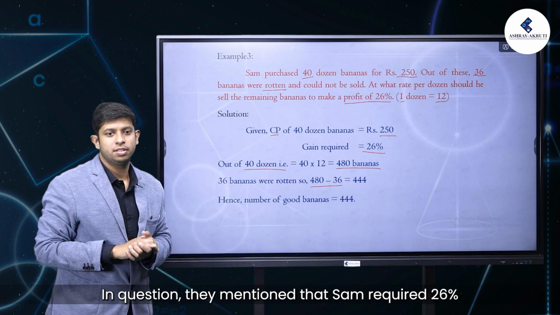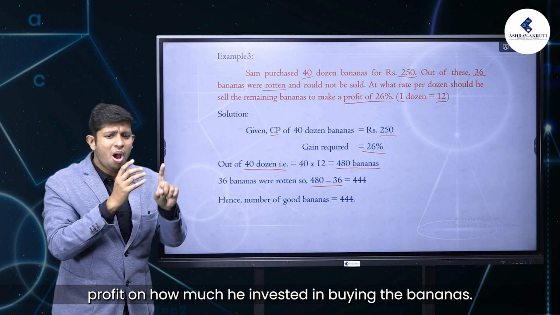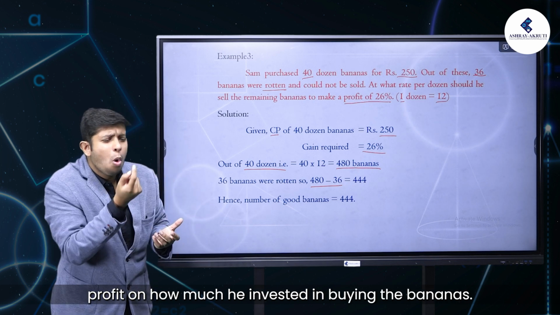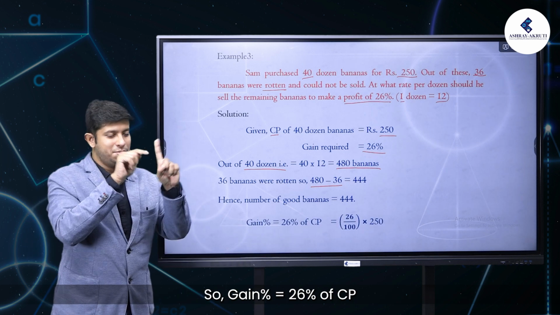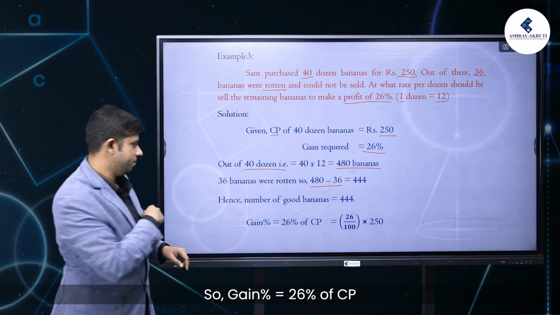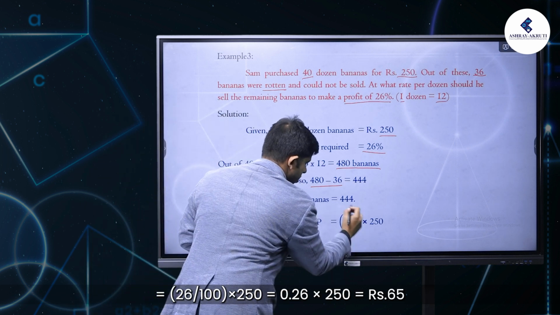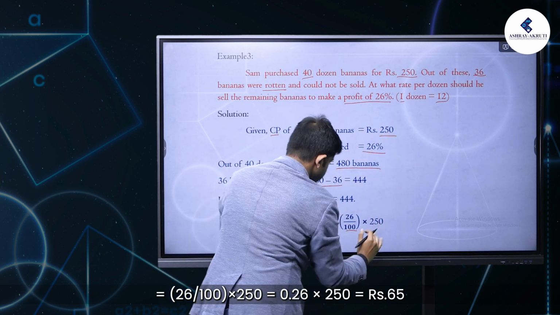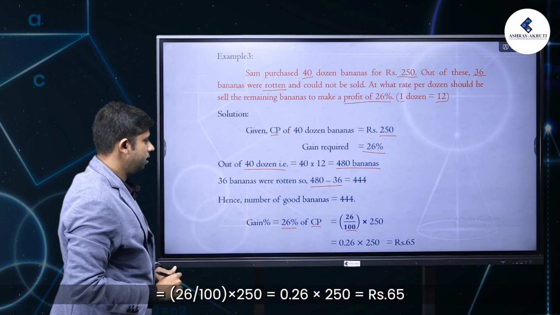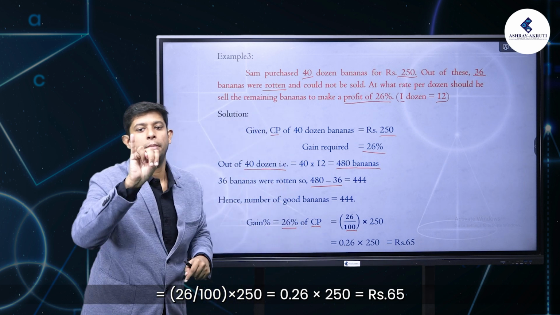In the question, they mentioned that Sam requires 26% profit on how much he invested in buying the bananas. So, gain percent equals 26% of cost price equals 26 by 100 into 250 equals 0.26 into 250, which is equal to Rs 65.